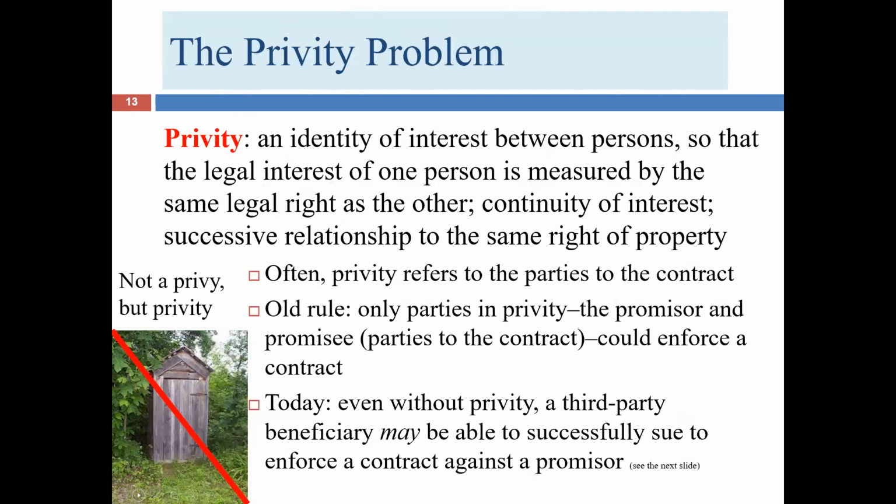What is privity? It's kind of a difficult concept to get one's head around. I'm not going to lie to you. This is the definition from, I don't know if it's from the textbook or if I pulled it from somewhere else. Let me read it and then we'll talk about it. Privity is an identity of interest between parties so that the legal interest of one party is measured by the same legal right as the other. It's continuity of interest. It's a successive relationship to the same right of property.